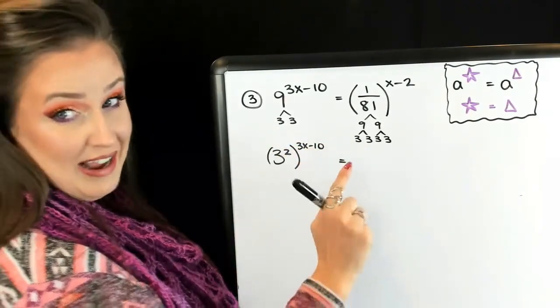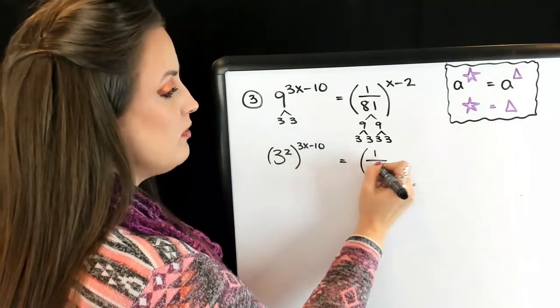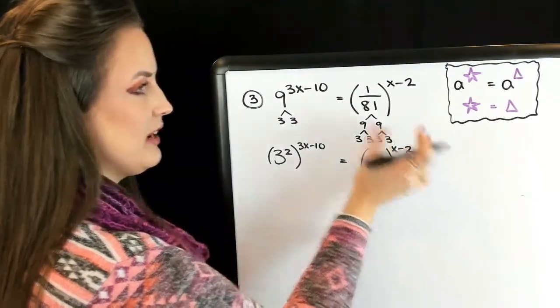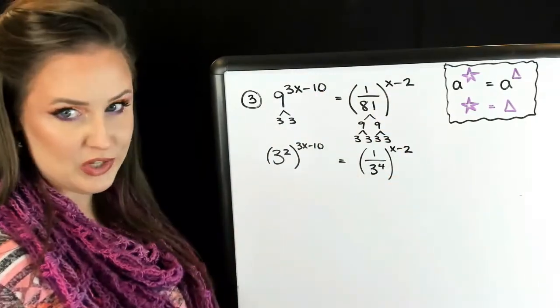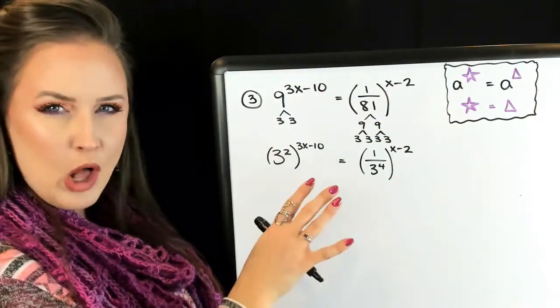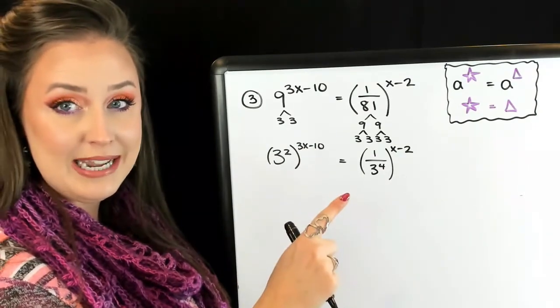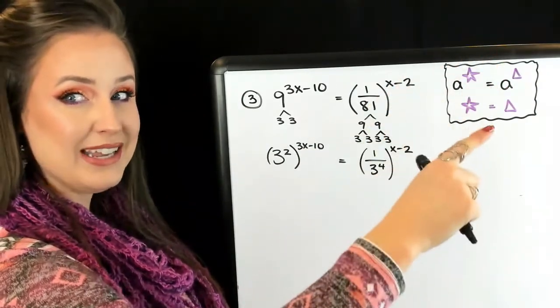Now on this side, we need to write 1 over 3 to the 4th, and we still have that x minus 2 there. So keep these powers here. Don't lose track of them. Now, they look pretty close, right? They both have a base 3. The problem is this one is not a fraction and this one is. So they don't really match.